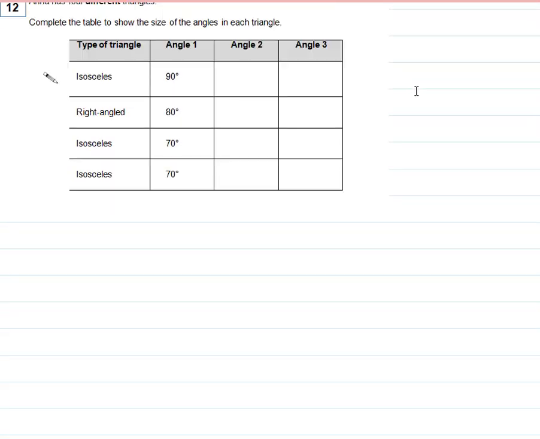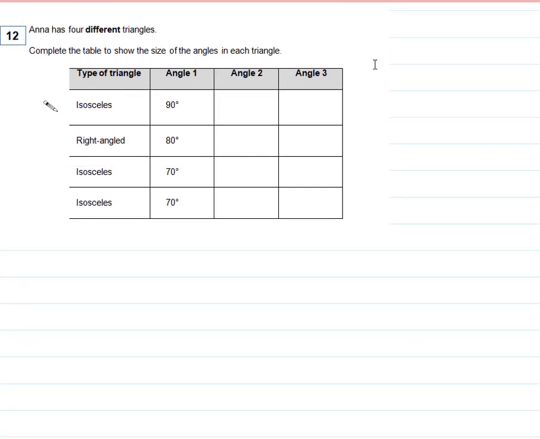Okay, here's another one. A lot of you thought this was a misprint, but it wasn't, and we'll go through this now. Right, so we've got an isosceles triangle, and in one of the angles in the isosceles triangle it's 90 degrees. So let's just sketch an isosceles triangle here. And it says that one of the angles is 90, so let's make this one 90.